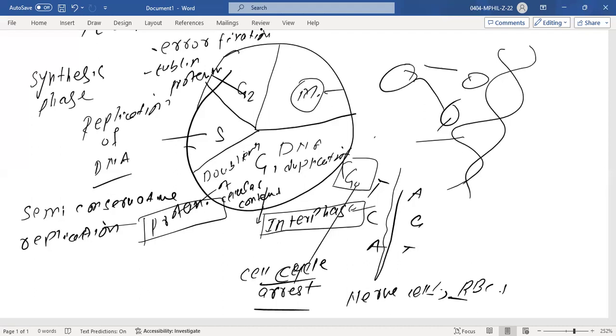Cell cycle continual means those cells are going to divide in future. But once you say the cell cycle is at arrest, it means there would be some cells which will not divide further. Are you getting this? Is it fine? Okay, should we move on?